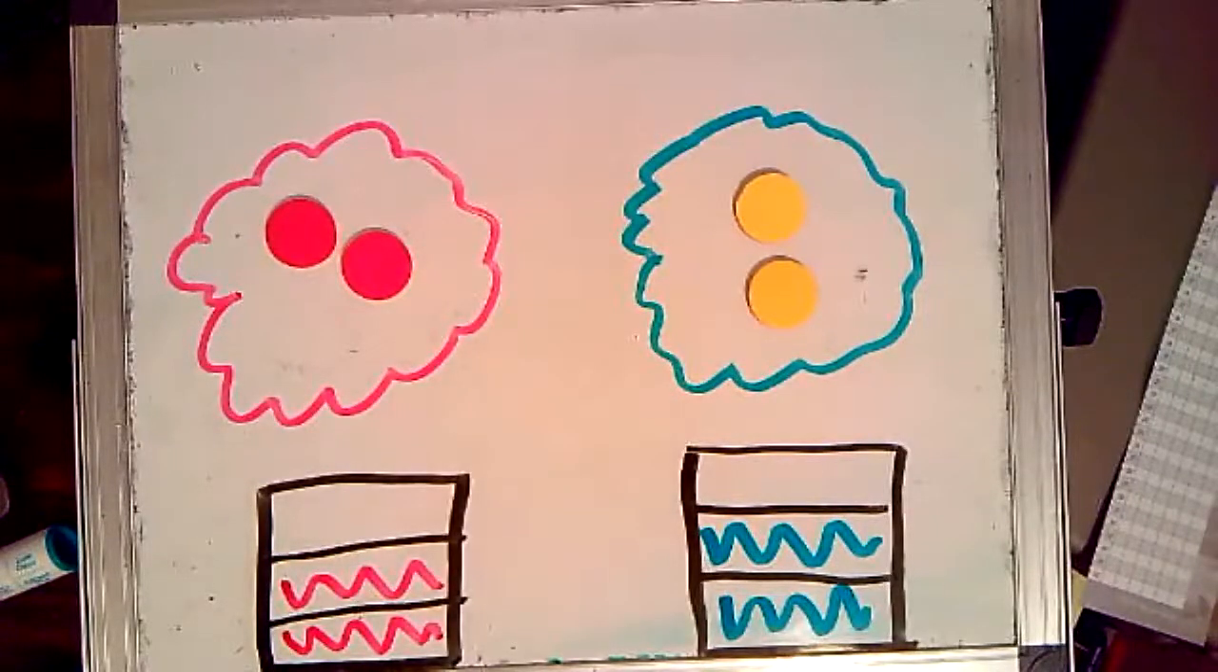I want you to take a second and look. Is one bigger, one smaller, one has more, one has less? Or are they the same? Do they have the same amount in both nests? They do have the same.